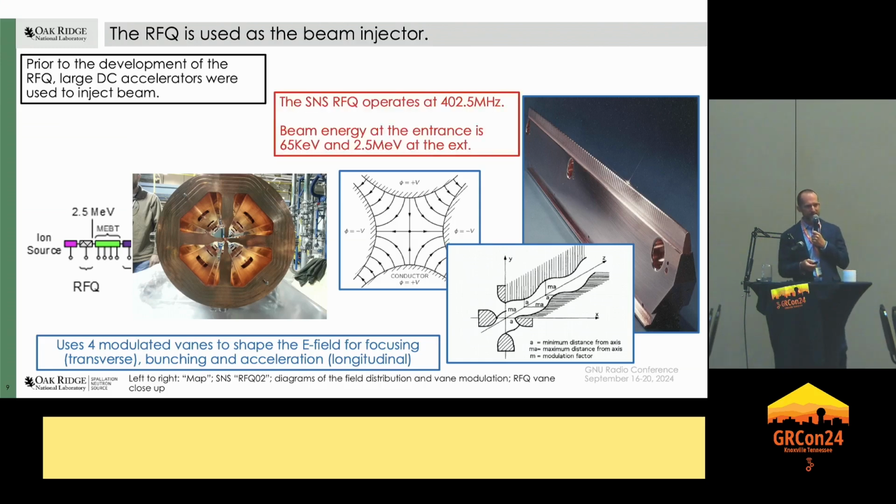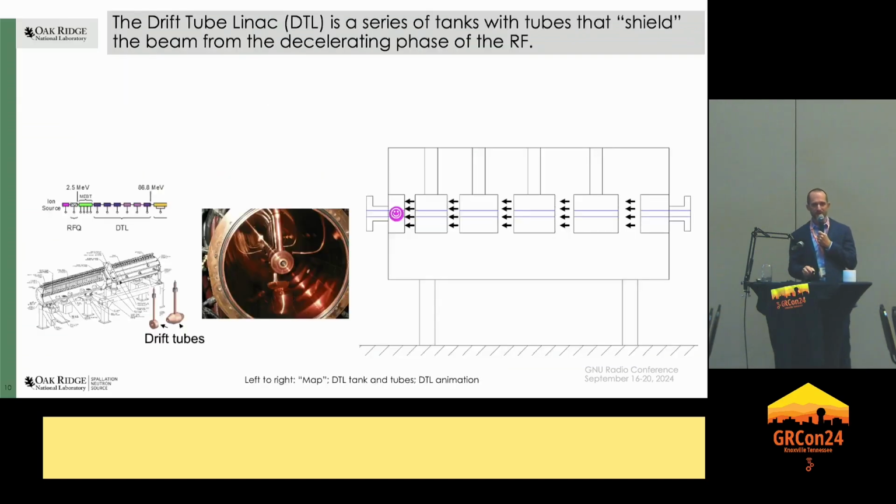So at SNS, our RFQ operates at 402.5 megahertz. And our beam energy enters at 65 keV, like I said, right, from the ion source, and it exits at 2.5 MeV. So it's pretty good energy gain right away. And 2.5 MeV is enough energy to get it into the DTL.